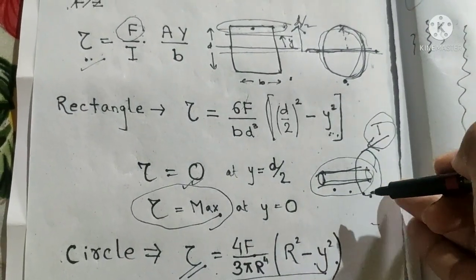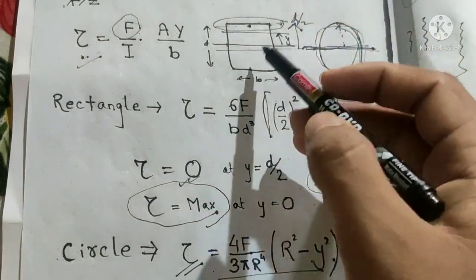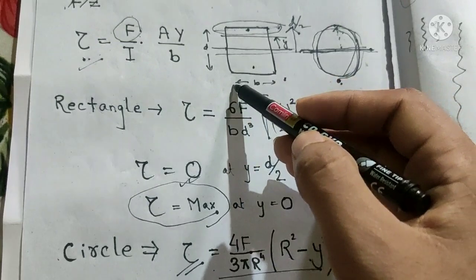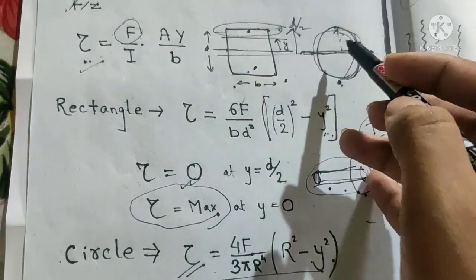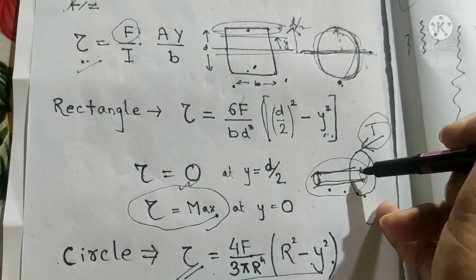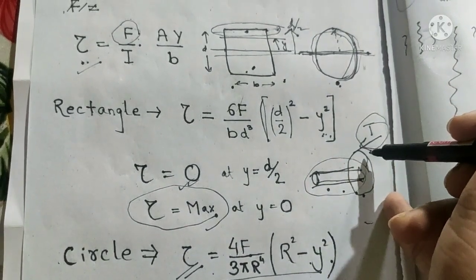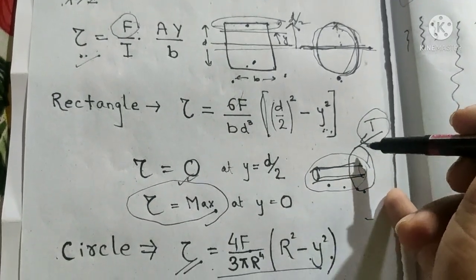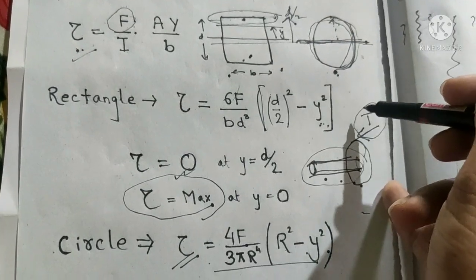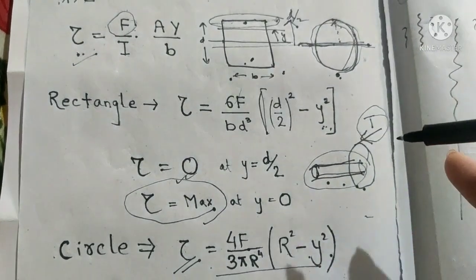Hopefully now you understand why shafts are circular in shape and beams are rectangular in shape. Beams are rectangular because they are carrying moment, and shafts are circular because they are carrying torque, and torque results in shear force, and circular sections are more economical and safe for shear.